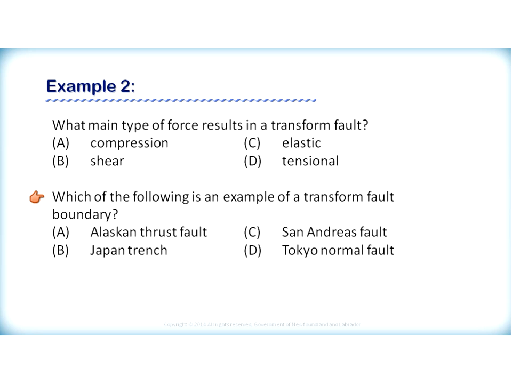Second question reads, which of the following is an example of a transform fault boundary? When we look at our choices below, we see the Alaskan thrust fault, we see a Japan trench. Both of these are associated with subduction zones. Then we see the San Andreas Fault and a Tokyo normal fault. Whereas a normal fault is associated with tension forces, and we see vertical motion of two tectonic plates.